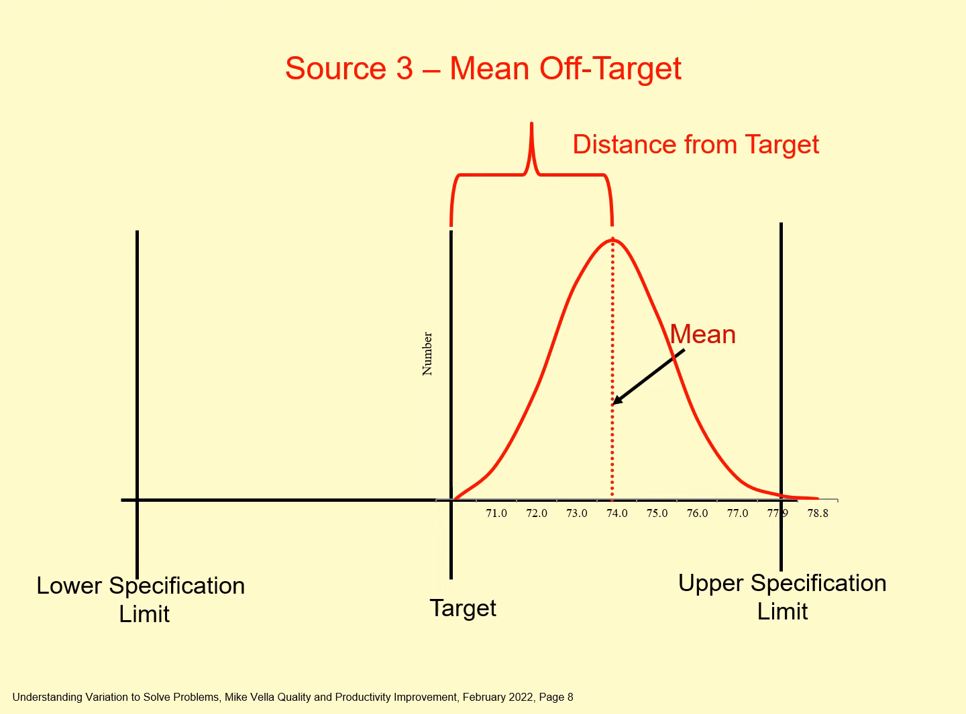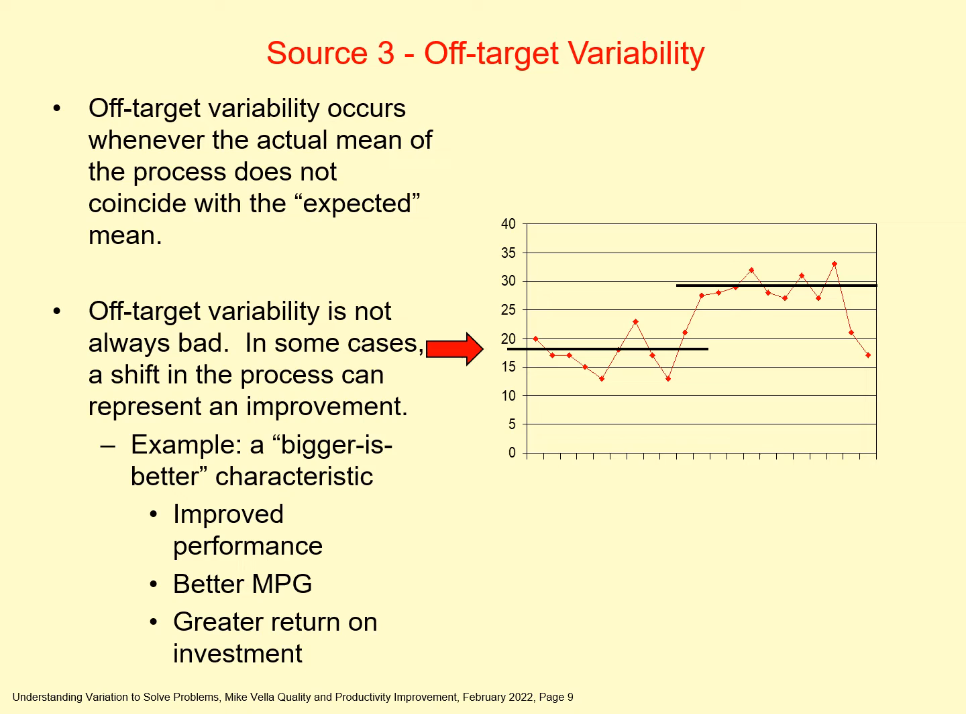Here in source 3, the mean is actually being operated off target. So off-target variability occurs whenever the actual mean does not coincide with the expected mean. So off-target variability is not always bad. In some cases, a shift in the process can represent an improvement.